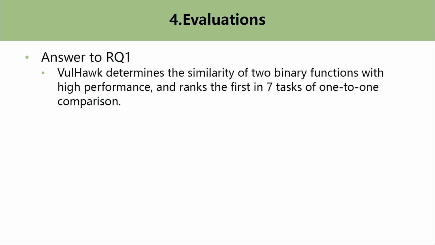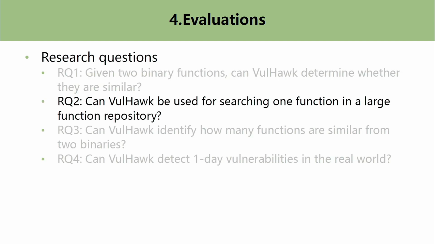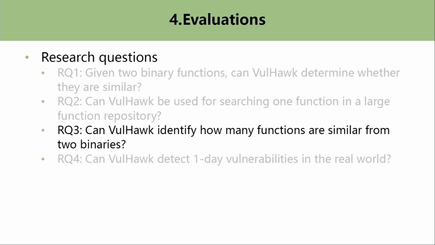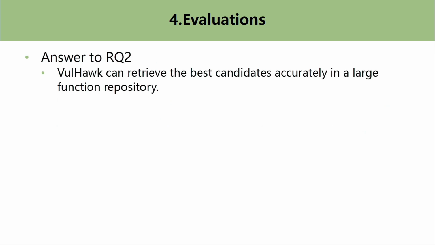The second is, can VulHawk be used for searching one function in a large function repository? Here is the result of one-to-many search. In this experiment, given a function, the models retrieve top K candidate functions from the repository. VulHawk outperformed the other baselines and achieved the best recall at 1 of 0.879 in the mixed task. According to the result, we can answer research question 2. VulHawk can achieve the best candidates with high accuracy in a large function repository.